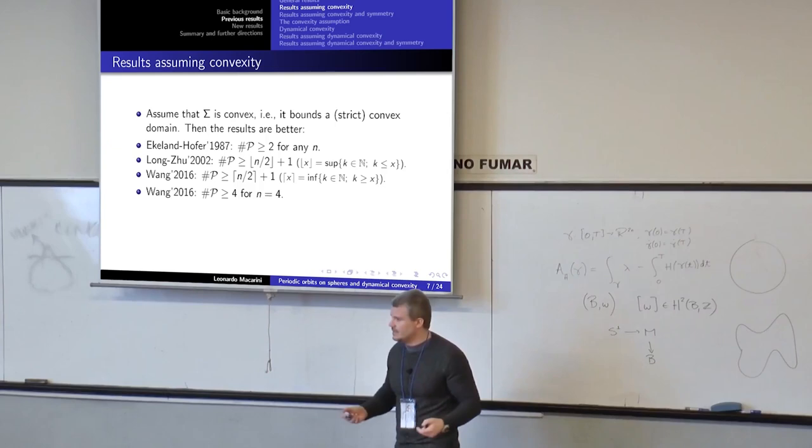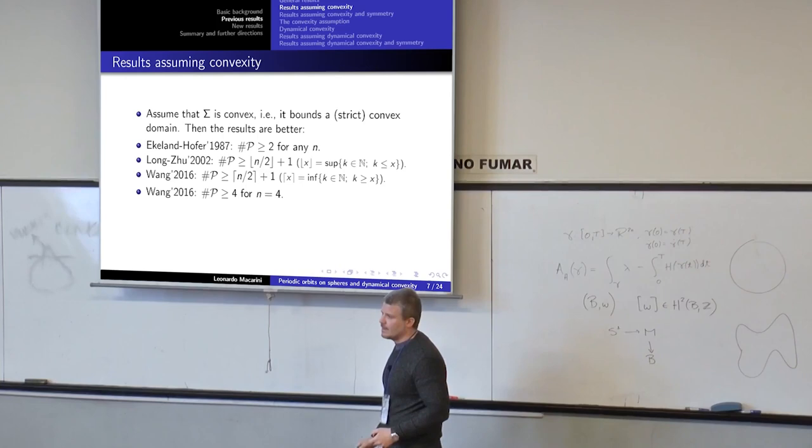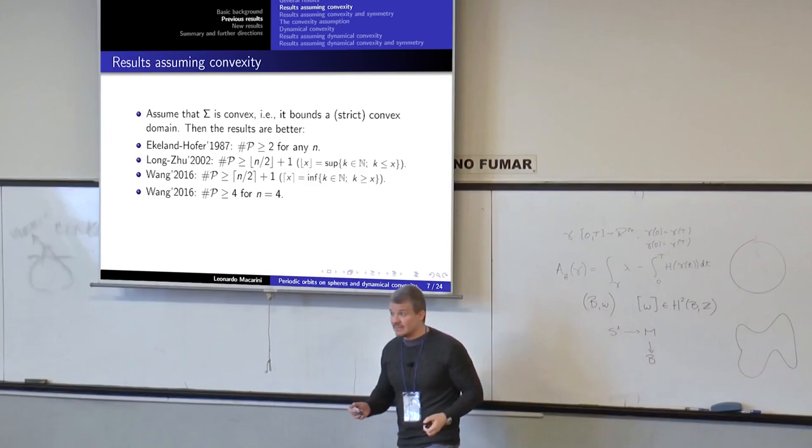Are you robust? Because you can go from convex by a small perturbation to something non-convex. Well, see, convexity is a C2 open condition. Okay. Convexity is not like a... No, it's strict convexity. Strict convexity. You're assuming strict convexity. Yes.